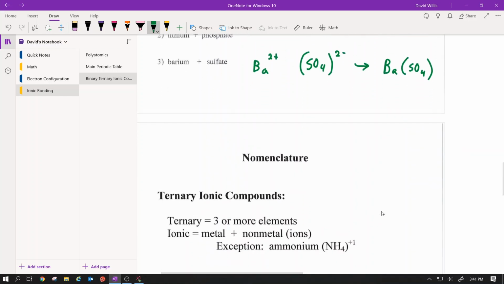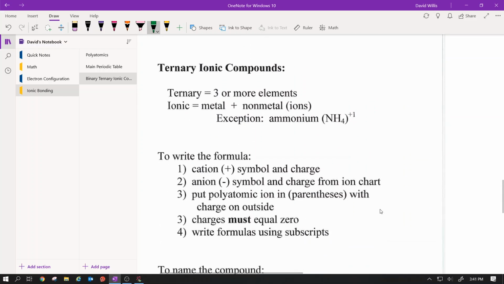Real quickly, the naming rules for us. A ternary ionic compound is 3 or more elements. Again, ionic means a metal plus a non-metal. The exception is that sometimes you'll have ammonium act as the cation, and so then it would be that polyatomic ion and a non-metal, or another polyatomic ion. Hey, that's a key. Metal and non-metal. That's almost always what forms your ionic compound.